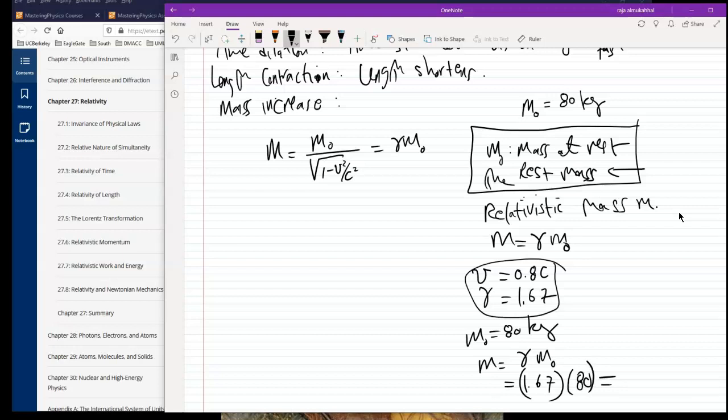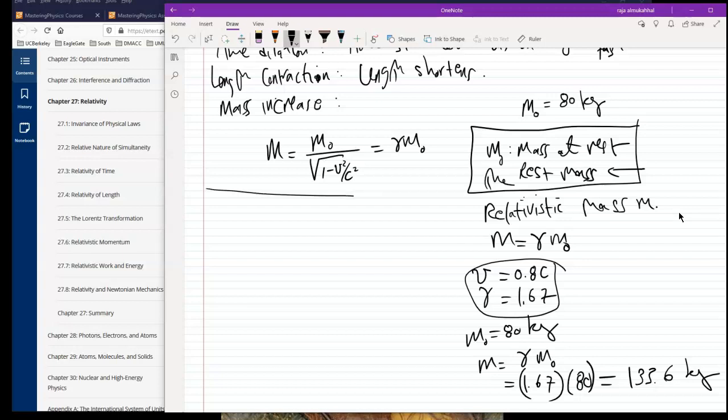And so I have here 1.67 times 80, answer 135.6. So I'm going to gain mass, lots of mass, 133.6 kilogram. Okay, so my mass will increase by what? 53.6 kilograms. You see what I'm saying? That's called mass increase, okay?